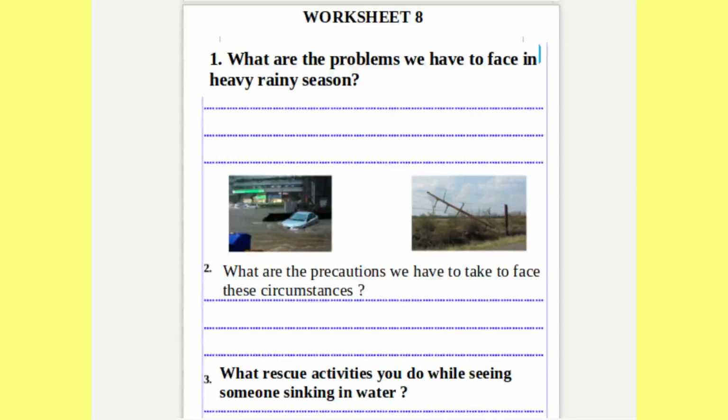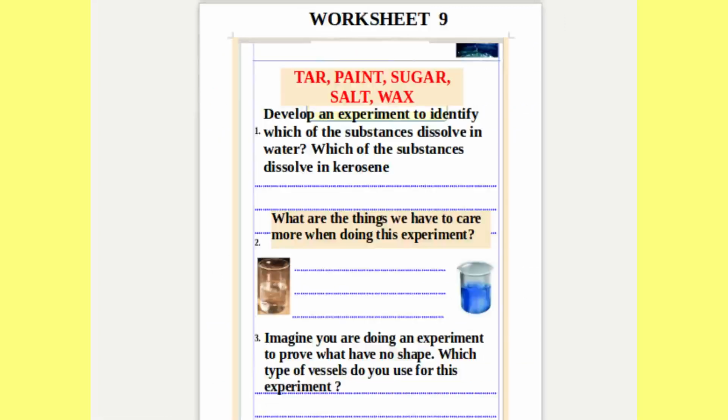Worksheet 8. What are the problems we have to face in the heavy rainy season? What are the precautions we have to take to face these circumstances? What rescue activities would you do on seeing someone sinking in water? Worksheet 9.